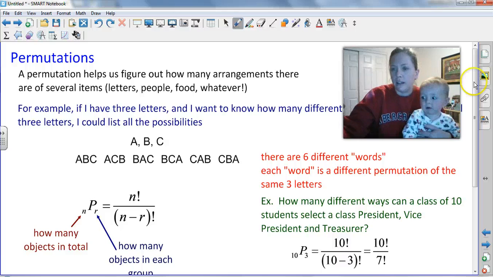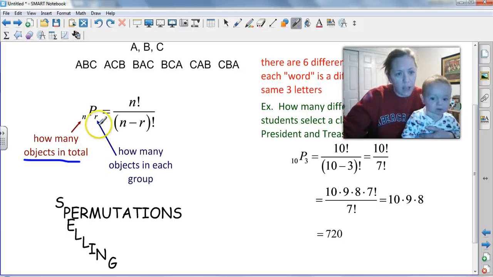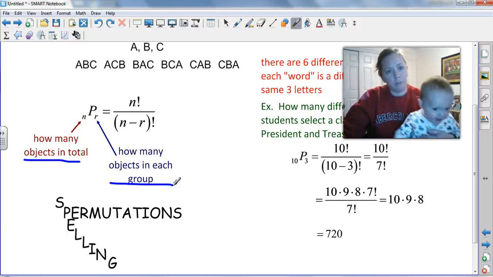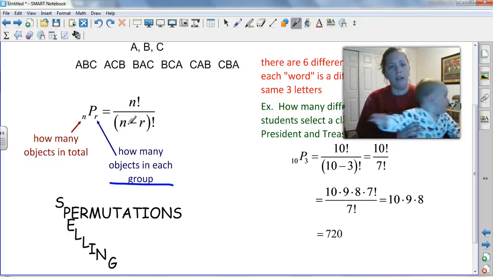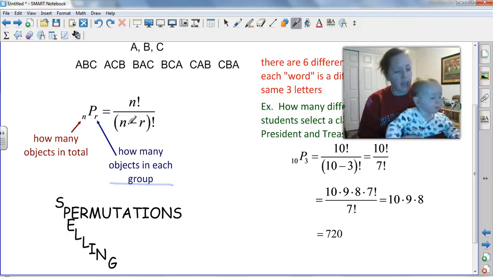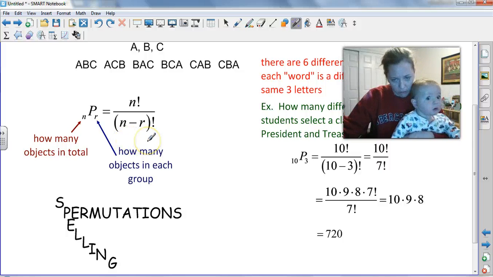Okay, so let's look at the formula. So we've seen this before. We say nPr, and n is how many objects I had in total to begin with, and r represents how many objects I'm putting in each group. And we would find the permutation nPr, or sometimes we say n perm r, by finding n factorial and dividing it by n minus r factorial.